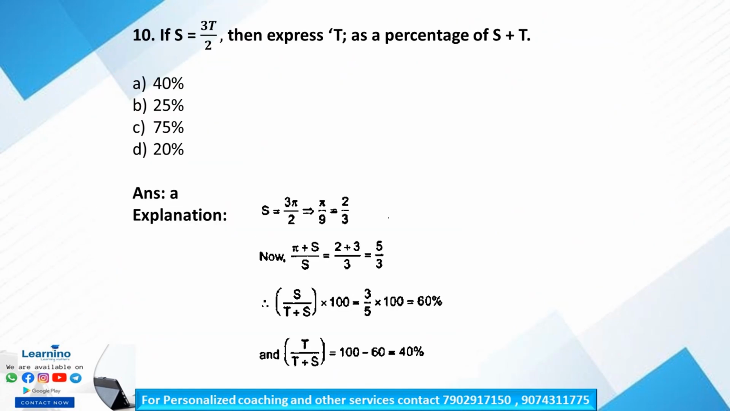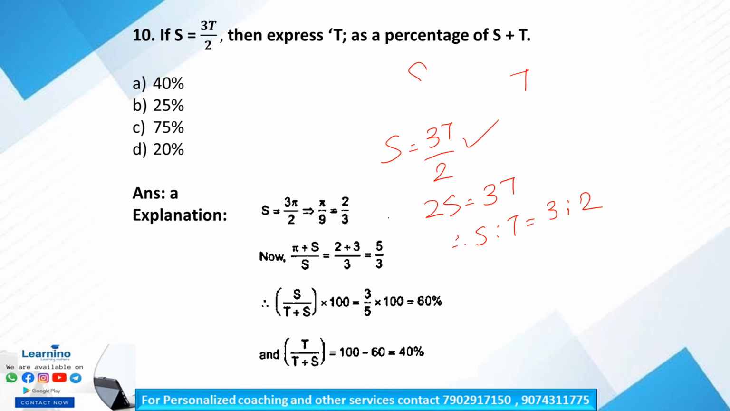Clear? So next question, our last question. If s is equal to 3t by 2, then express t as a percentage of s plus t. We are given s is equal to 3t by 2. Taking the 2 to the left hand side, we get 2s is equal to 3t. So the ratio s is to t is equal to 3 is to 2.